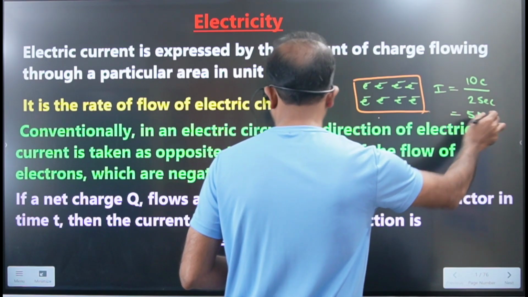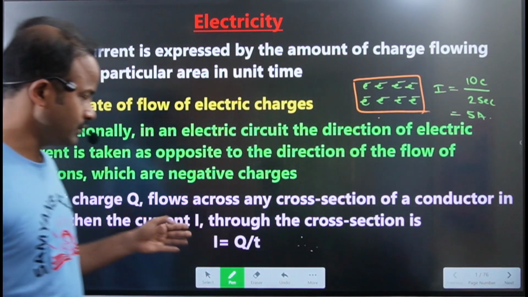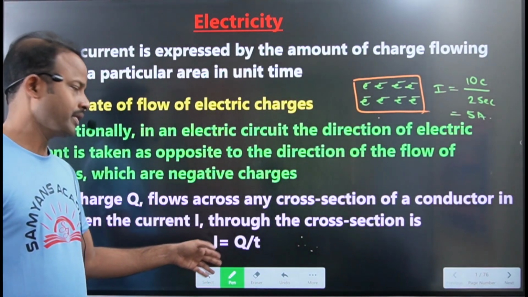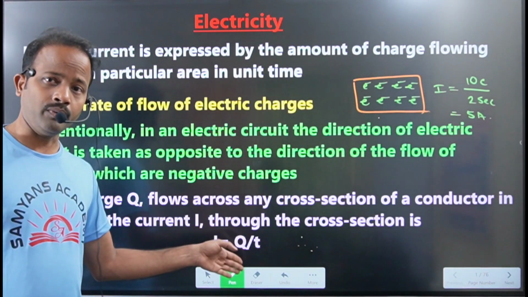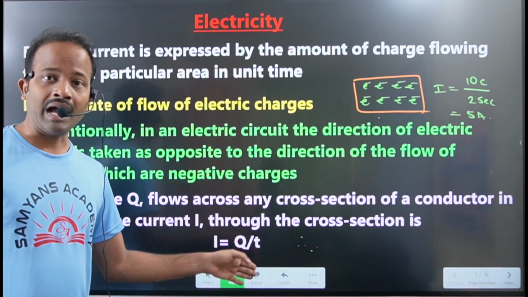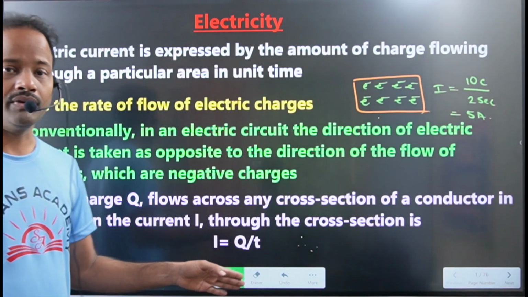Okay. The unit of current is ampere, the unit of charge is coulomb, and the unit of time is second. Is it clear, everyone? Right.